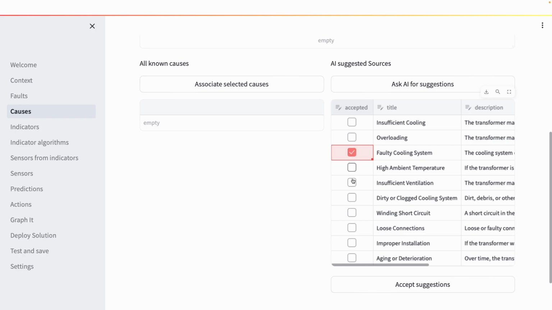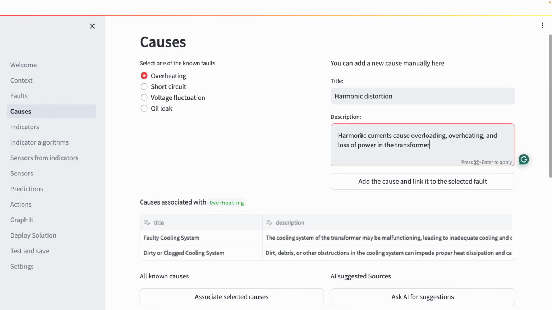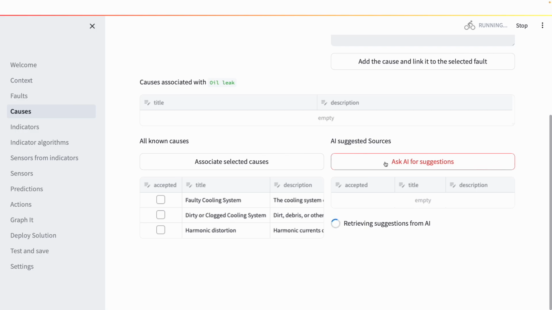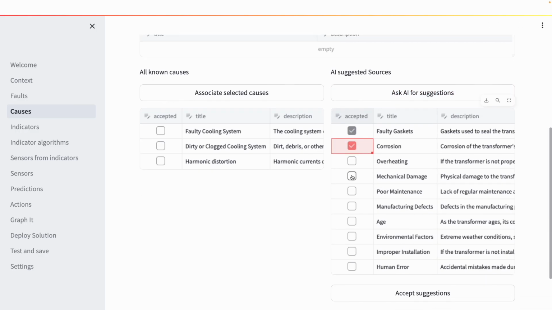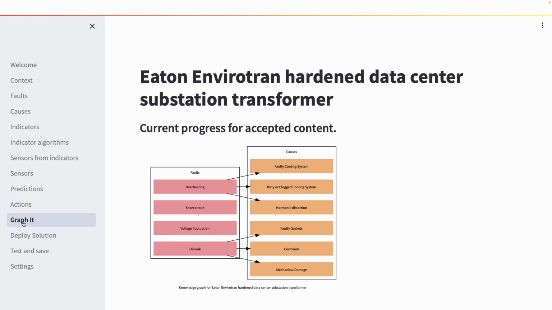In addition to the AI suggested causes, of course, the user can also manually enter in causes such as harmonic distortion in this case, a true collaboration between the machine expert and their AI co-pilot. Let's add some causes related to the oil leak issue. We'll accept those, and we're ready to go. You can see the graph is starting to be built out.